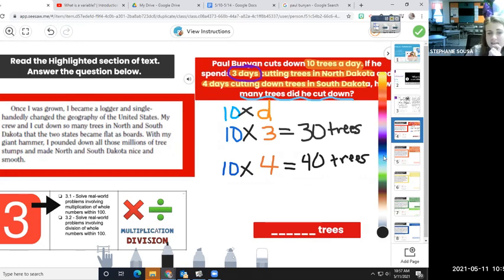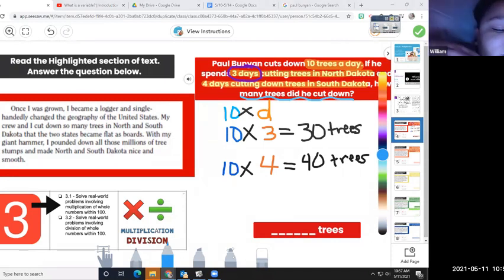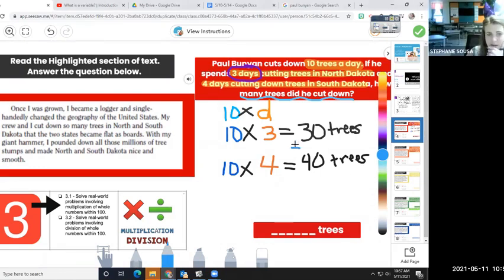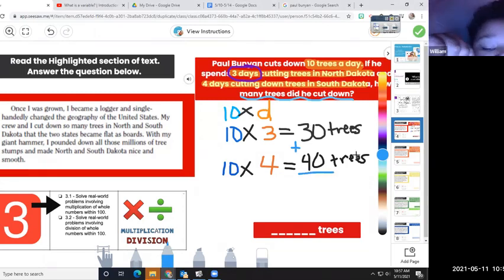Our question is, how many trees did he cut down altogether? So now what we've got to do is what, Willem? Now we have to add them both up. Correct. Now we're going to add up 30 plus 40. And Levin, what is that going to give us? 30 plus 40. What's that going to give us? 9. Well, 90. Close.